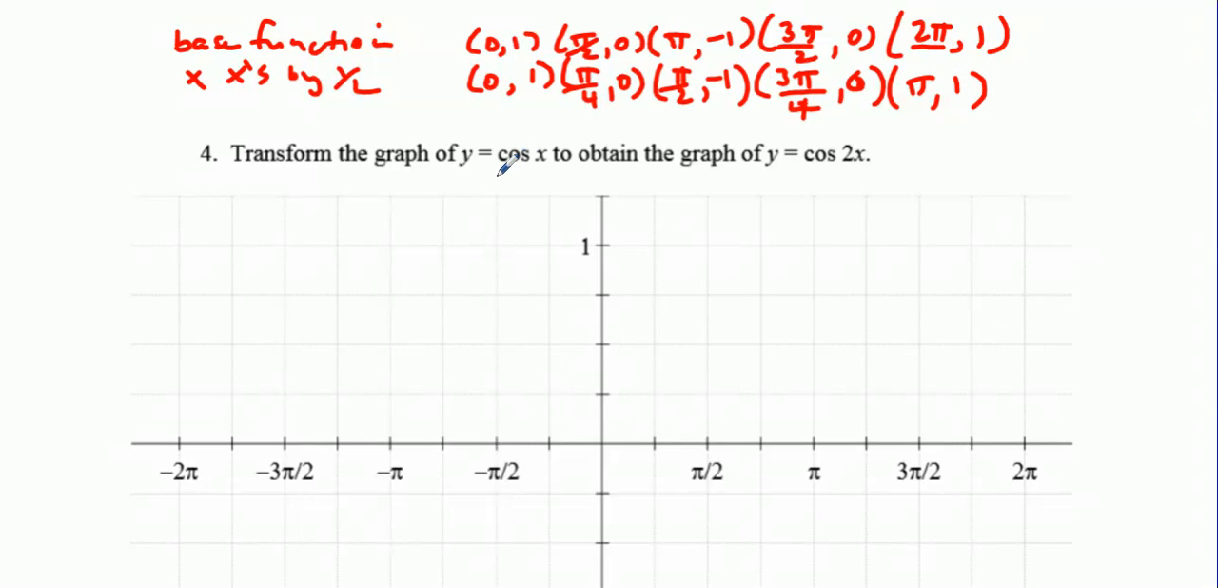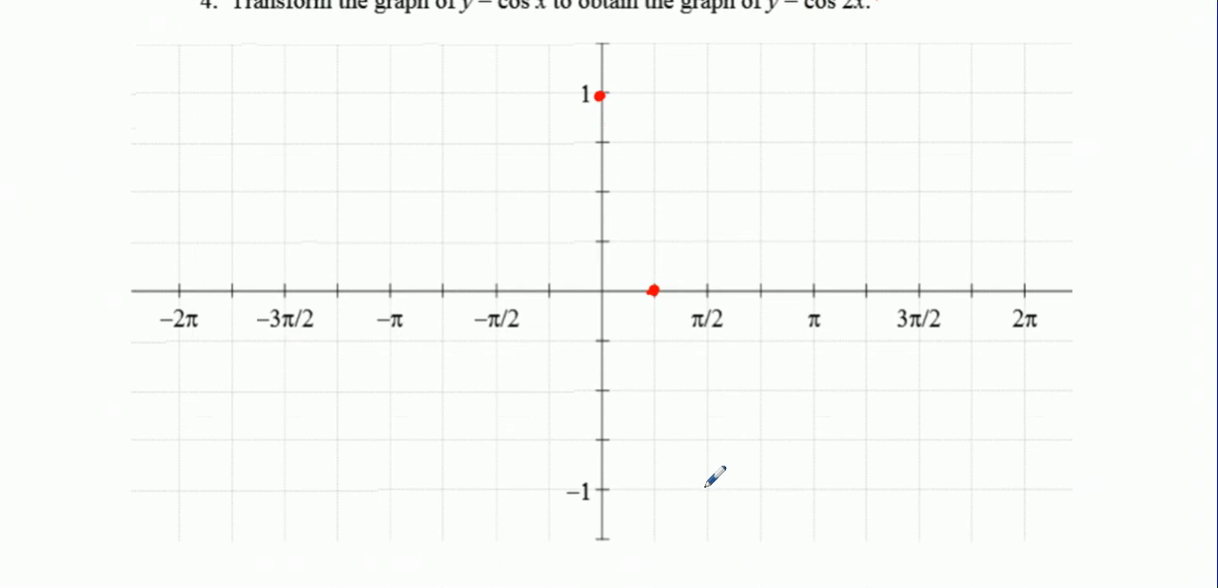Okay? So I've got the point 0, 1, and pi by 4, which is halfway between 0 and pi by 2, and 0 is here, right? Because pi by 4 is halfway. Pi by 2 and negative 1 will go down here. 3 pi by 4 is here. And pi is up here.